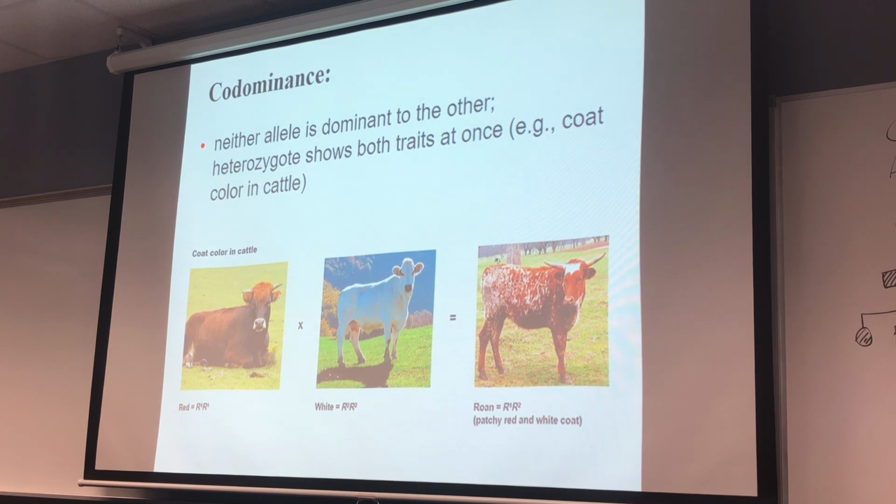The other one is codominance, where neither allele is dominant to the other. For example, here the heterozygous will show both traits at once.